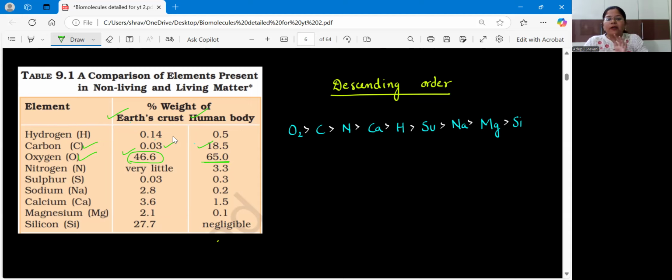Clear? Usually the questions are asked based on the percentage in the human body, and they can ask you to arrange in ascending or descending order. Here I have written the descending order, that means from highest percentage to the lowest. For example, oxygen is 65% in the human body, and silicon is negligible. So you can learn in descending order or ascending order, both are fine, but you have to learn it because this is asked in the exam. Please don't leave this table, it is very important from the exam point of view.